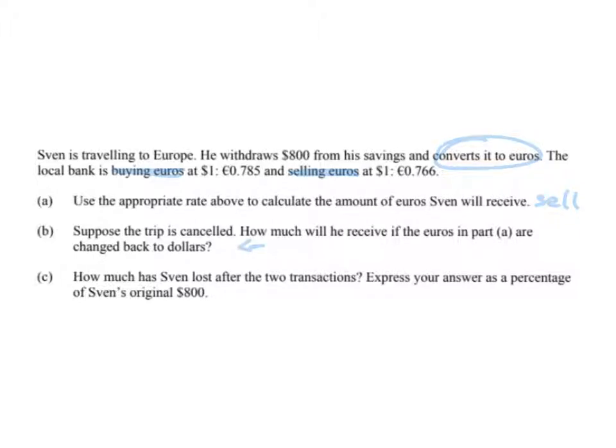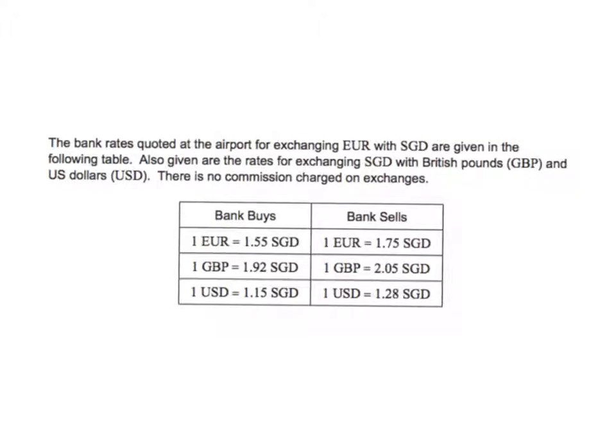All right, let's look at one more example, and then we'll be done. Okay, so this last one is a little bit trickier in its wording because the wording is in the table and it's not that explicit. It says here the bank buys 1 euro. The bank buys 1 GBP. The bank buys 1 US dollar. The bank also sells the euro, the GBP, and the US dollar. These are the currencies, the ones that I highlighted. These are the currencies being bought and sold.